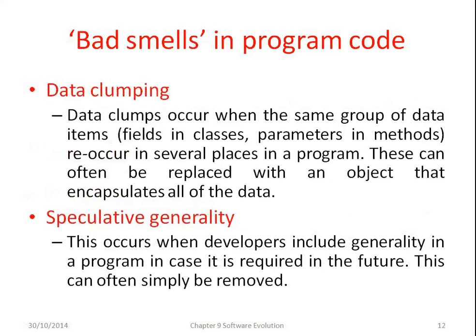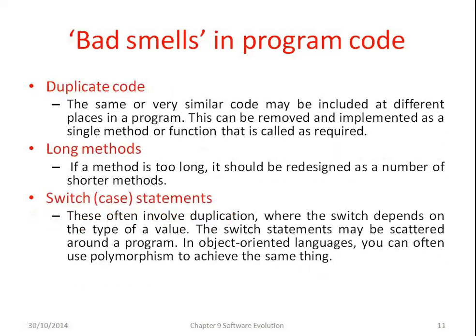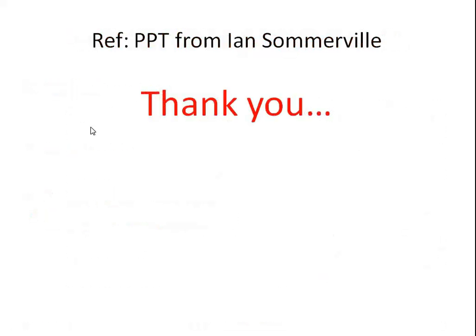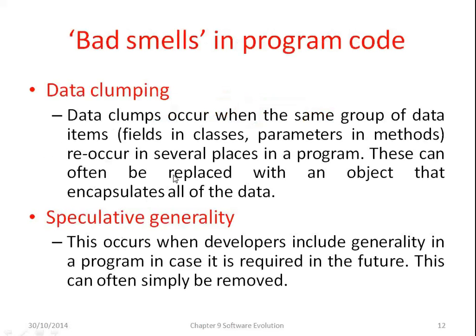Next is data clumping. Data clumps occur when the same group of data items reoccurs in several places in a program. These can often be replaced with an object that encapsulates all this data. Speculative generality occurs when developers include generality in a program in case it is required in future. This can often simply be removed. So these are the bad smells in a program: duplicate code, long methods, switch statements, data clumping, and speculative generality.